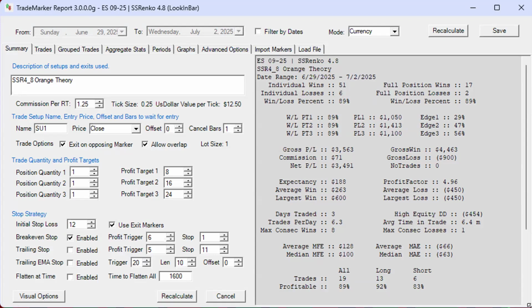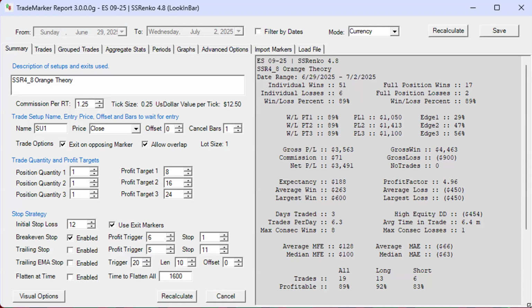There's close to 90% winners here, 51 individual wins, 6 individual losses, about 89% overall. How's this working? It's taking a profit at 8 ticks, 16 ticks, and 24 ticks with a 12 tick stop loss and a 6 tick break even. Yeah, it's just that simple.